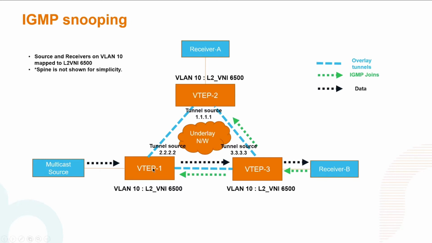VTAP1, once it receives the join membership report, will add this particular tunnel interface to the egress port list. So the traffic will be forwarded only to VTAP3, and it will not be forwarded to VTAP2. Now the receiver connected to VTAP3 will get the traffic. This is basically the optimization when we enable IGMP snooping. We'll move to the next slide.